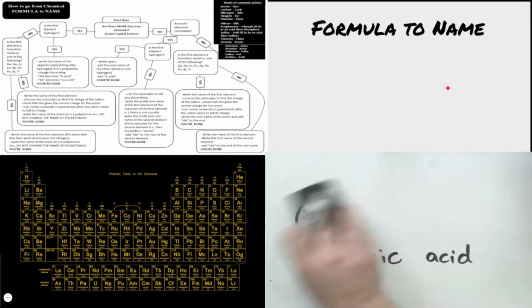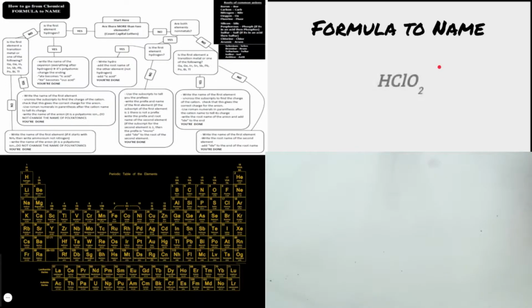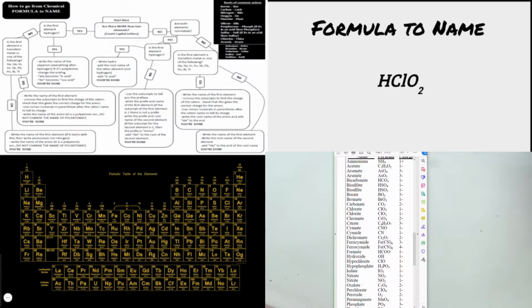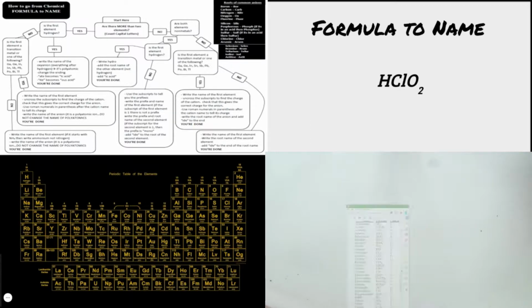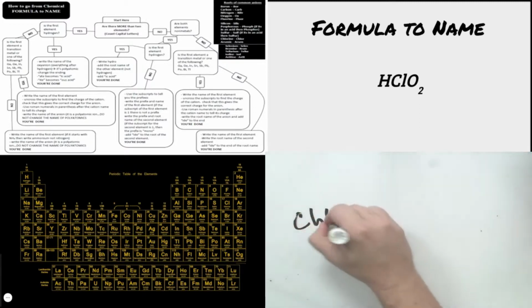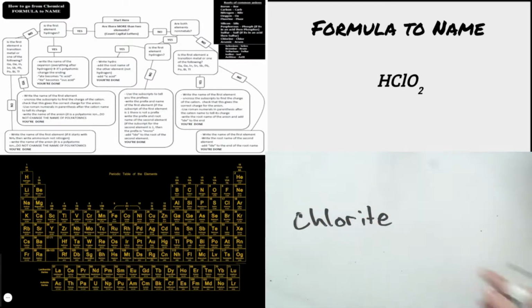Okay, so now we have HClO2. The last one was HClO3. This was HClO2. So are there more than two elements? Yes. Is there hydrogen in the first one? Yes. So I'm going to write the name of the oxyanion. So again, I need to go back to my polyatomic ion list, and now I need to find ClO2. Well, ClO2 is chlorite. So now I'm going to write chlorite. Okay, but this time I'm going to change it.